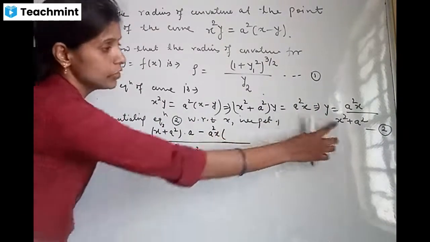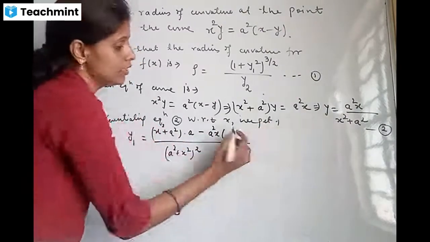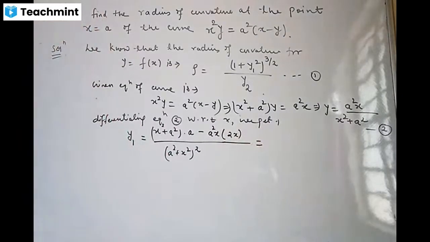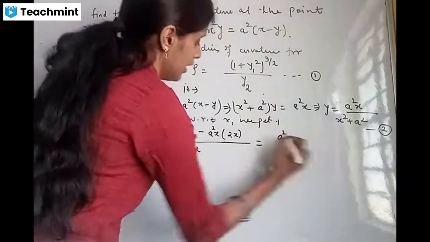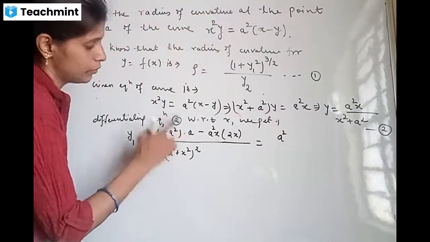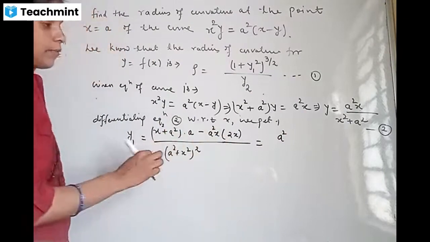Then we differentiate this denominator. So what value do we have? We have only 2x. So now do the simplification. After simplifying this value, I am having a square, you see, x square a to the power 4, then 2a square x square.